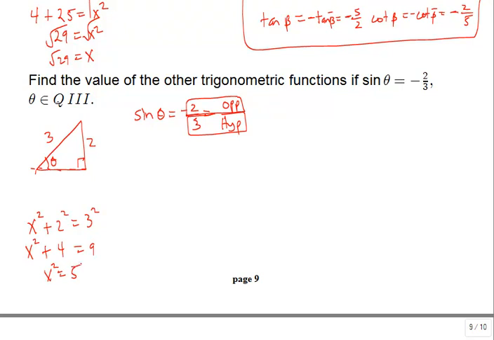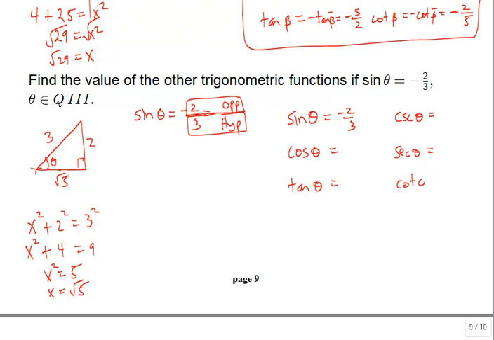So x squared equals 5. So that missing third side must be the square root of 5. Everything here I'm thinking in terms of positives. So let's make our little list. We're trying to find all of these trig functions. We already know what the sine is, but we also want cosine, tangent, cosecant, secant, and cotangent.